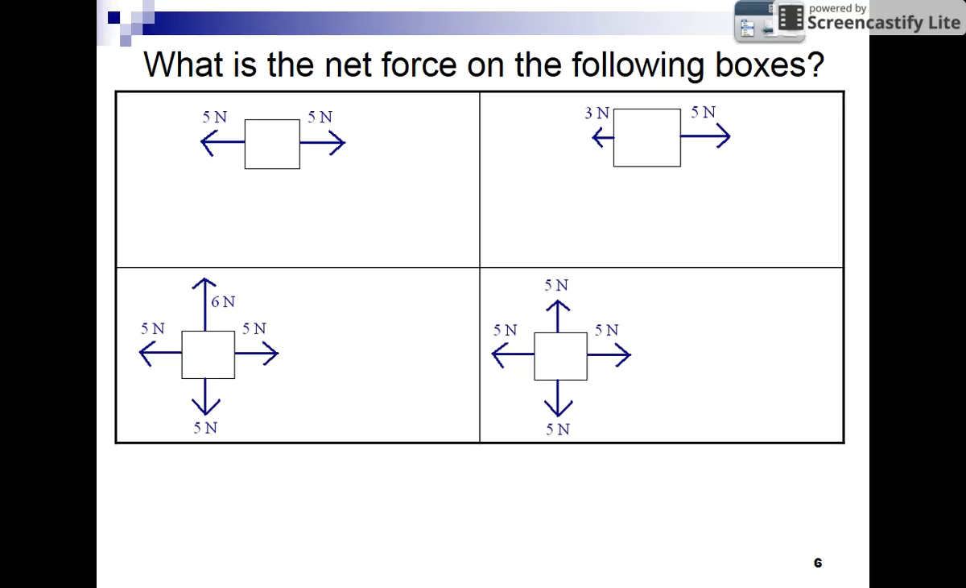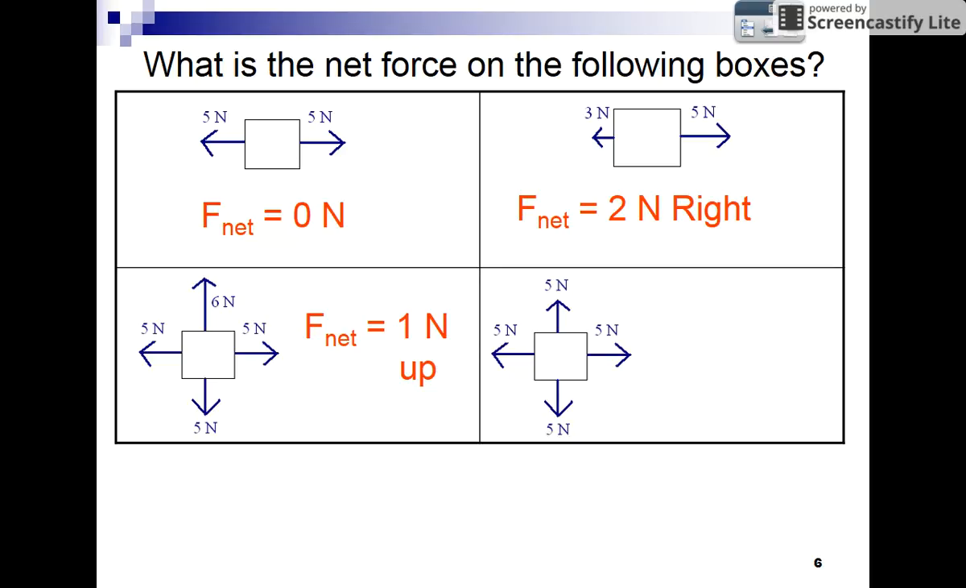So the overall net force would be 0 because that box is not going to move there. All right, on the next one, we have 3 newtons to the left and 5 newtons to the right. So hopefully you're able to see that the net force here is going to be 2 newtons to the right. On the bottom left box, hopefully you see there that looking at all those forces, our overall net force should be 1 newton up.